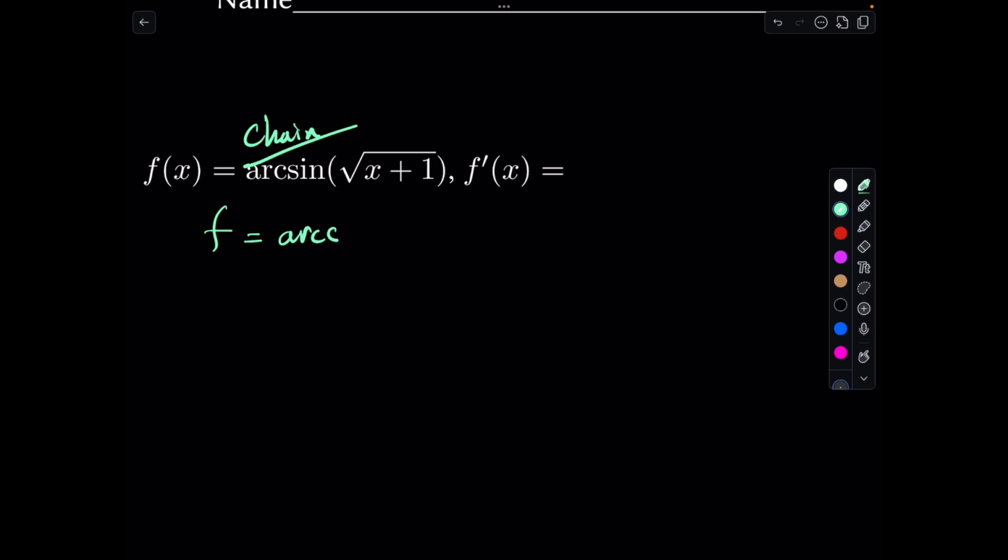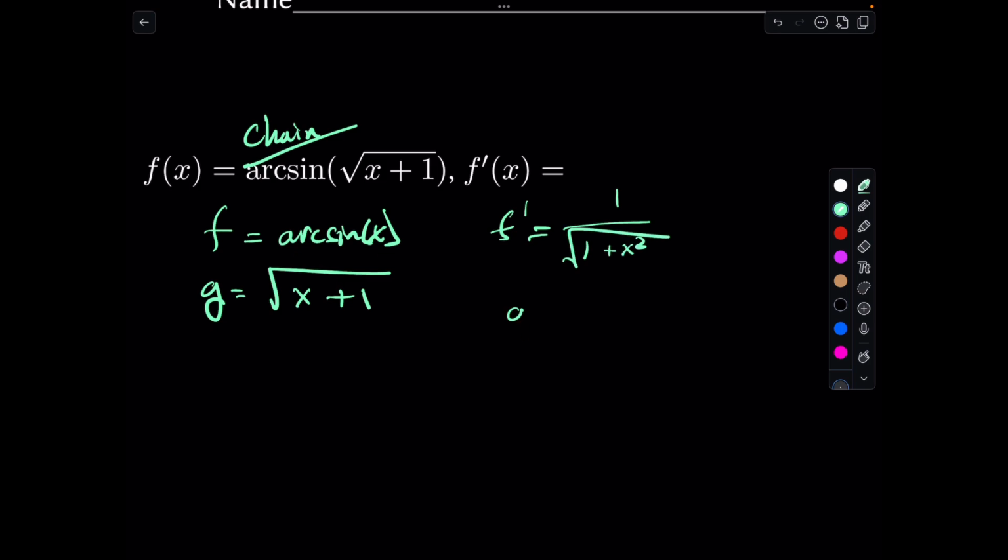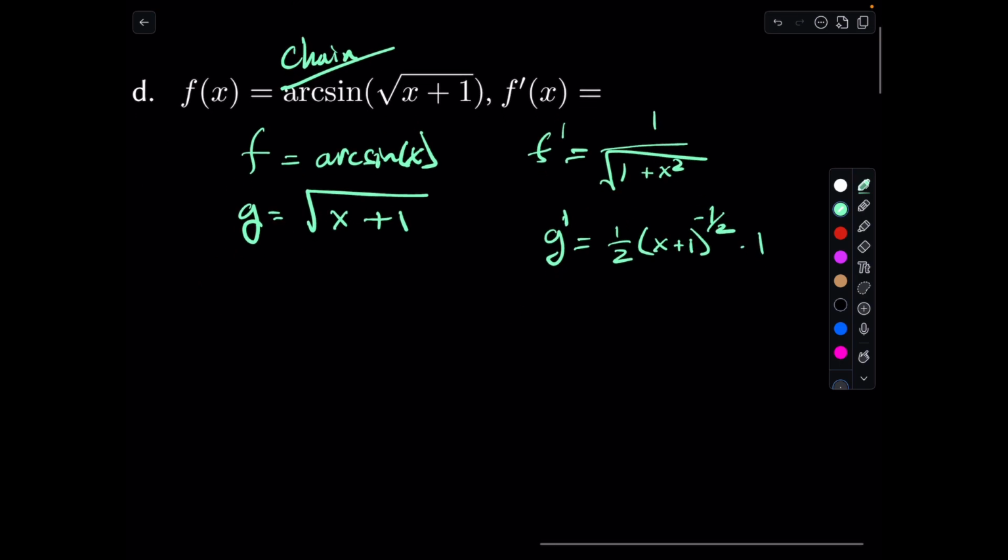So f is arcsine, and g is that radical. So f prime is 1 over 1 plus x squared, and g prime is going to be 1/2 times x plus 1 to the negative 1/2. I guess I have to use the chain rule there, but it's such a simple function. Here, I'll put it times 1. I usually don't bother writing out my chain rule for that.